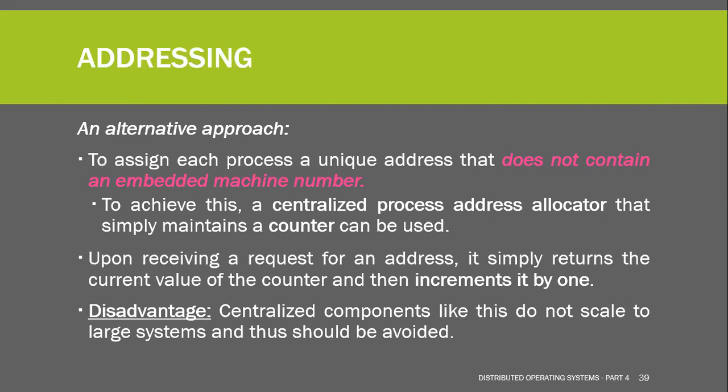An alternative approach is to assign each process a unique address that does not contain an embedded machine number. To achieve this, a centralized process address allocator that simply maintains a counter can be used. Upon receiving a request for an address, it simply returns the current value of the counter and then increments it by 1. The disadvantage of this scheme is that centralized components like this do not scale to large systems and should be avoided.